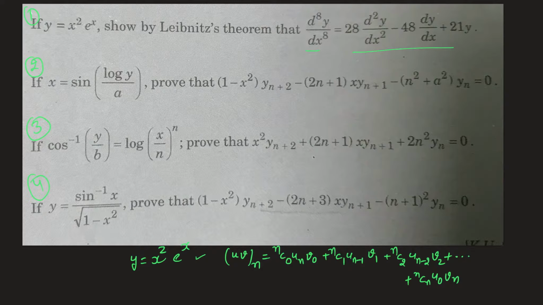Now we will be applying Leibniz theorem upon this one. Among x square e raised to power x, which quantity is to be assumed as u? In this formula, the nth order derivative of u is existing. So e raised to the power x is the only quantity whose nth order derivative exists and it is equal to e raised to power x as such. So this will be assumed as u, and x square has derivative only up to second order. Its third order derivative will be 0. So this will be assumed as v.